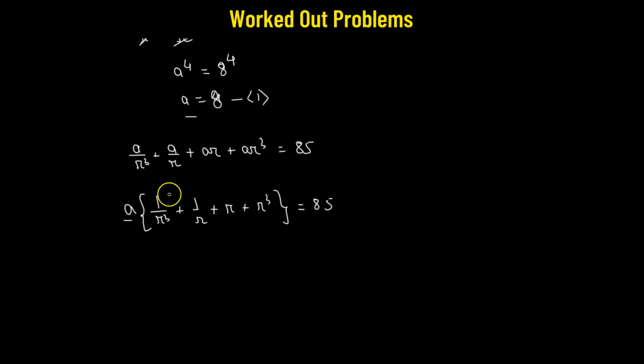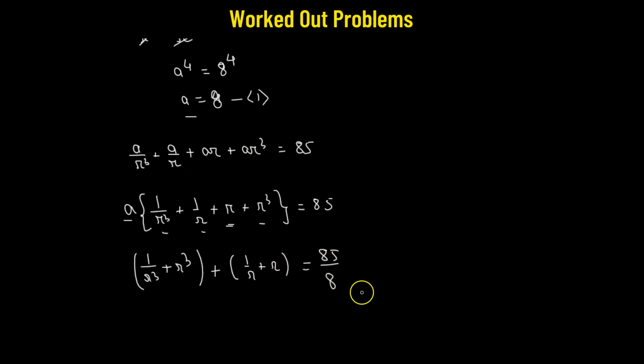Now we've already obtained the value of a here, which is 8. So we can divide both sides by a, and this is going to give us 1/r³ + r³ combined in these two terms, plus the second and the third term. So that will be 1/r + r equals 85 divided by the first term a, which is the value 8.